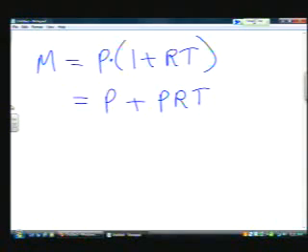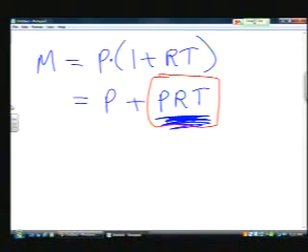Now, hopefully, when you look at PRT, you notice that PRT is the same as what? What is PRT equal to, Rachel? Principal times rate times time. Very good. And principal times rate times time is equal to what, Courtney? Interest. So this right in here really is just the interest.